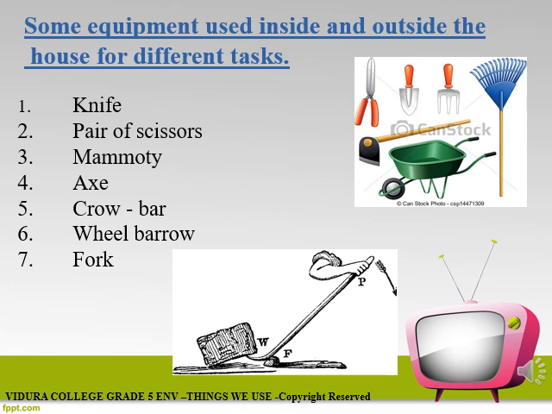Then we are going to learn some equipment used inside and outside the house for different tasks. So knife, pair of scissors, mammoty, axe. Then the fifth one is crowbar. Children, what do you mean by the word crowbar? In the picture also you can identify it. A crowbar is a heavy iron bar with a bent end that is used to help lift heavy objects off the ground or to force things open. Here you can see a bent end is there. So from that you can open or lift things. Then wheelbarrow and the fork.